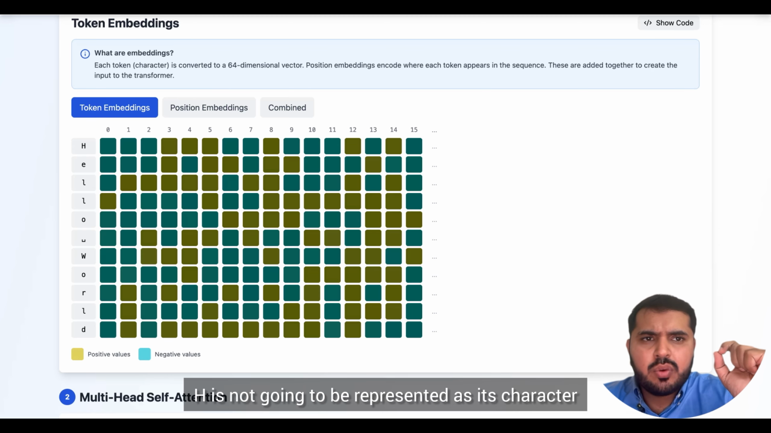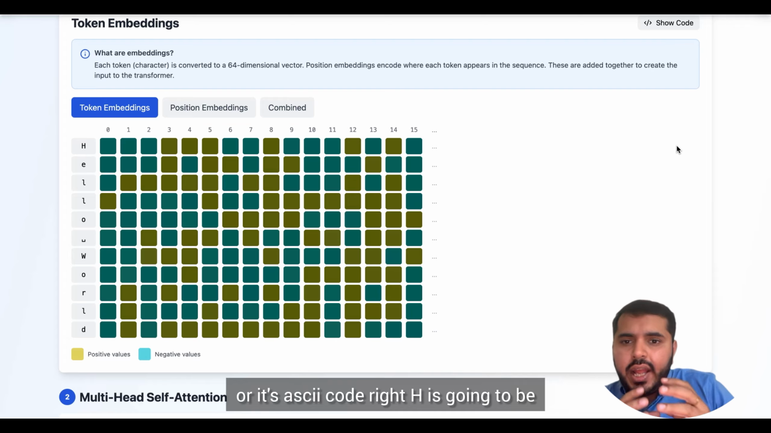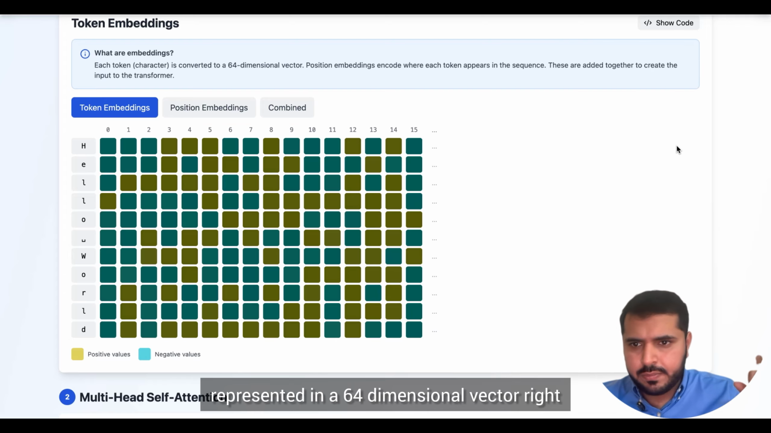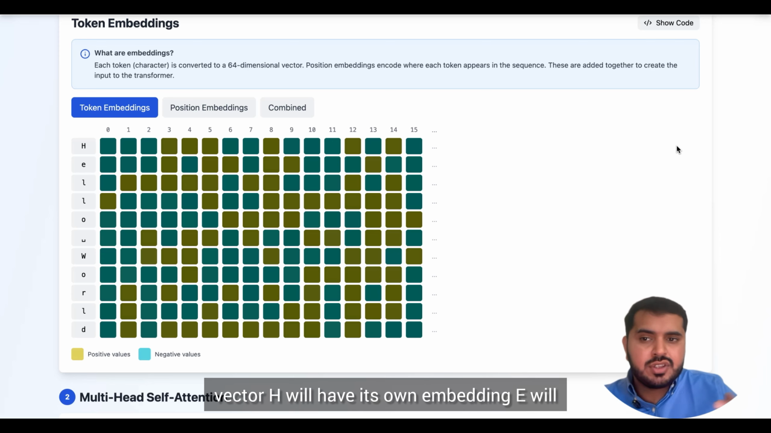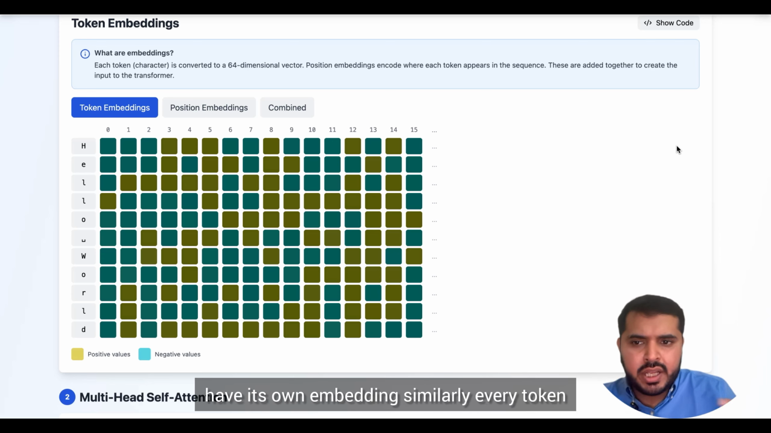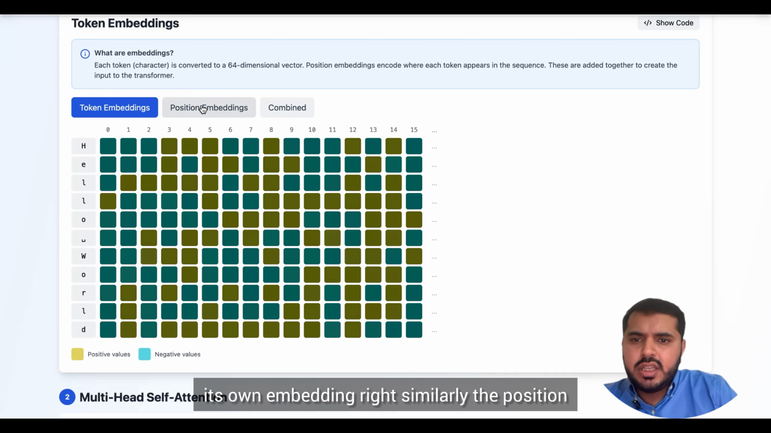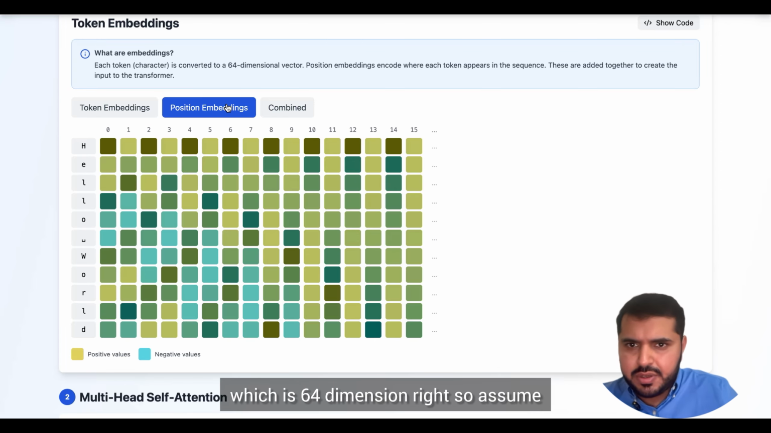Like h is not going to be represented as its character code, like maybe 1 2 3 whatever, or its ASCII code, right? H is going to be represented in a 64 dimensional vector, right? That is why we are calling h an embedding vector. H will have its own embedding, e will have its own embedding. Similarly, every token is going to have its own embedding, right? Similarly, the position also is going to be represented in this higher dimensional space, which is 64 dimension, right?